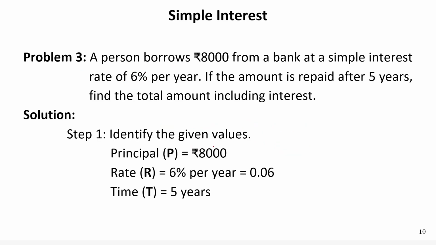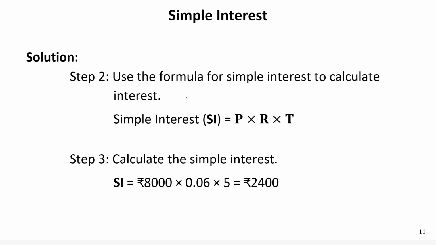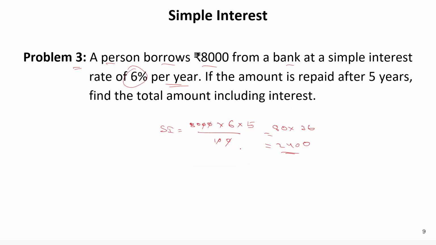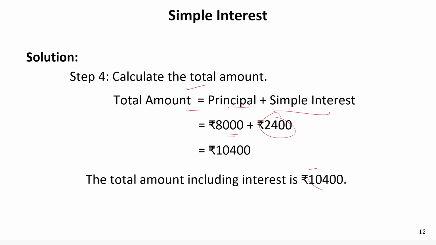So identifying the given values, principal is equal to 8,000, rate is equal to 6%, and in decimal form it is 0.06. Time is equal to 5 years. Using the formula SI is equal to PRT, we calculate the simple interest: 8,000 into 0.06 into 5 is equal to 2400. The total amount will be principal plus simple interest. So the simple interest is 2400, but the total amount will be plus 8,000, right? So 2400 plus 8,000 is the correct answer, 10,400. This is the correct answer.